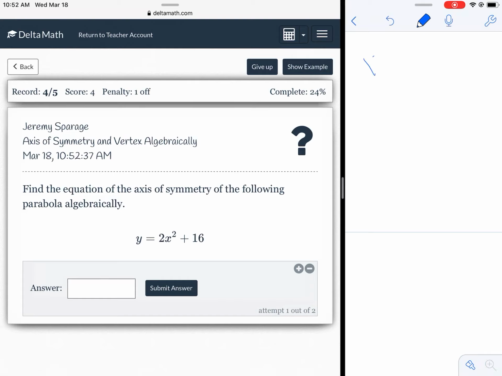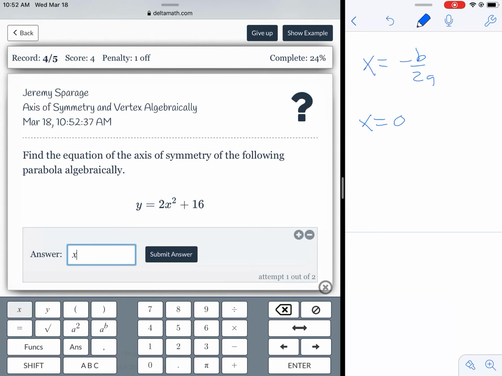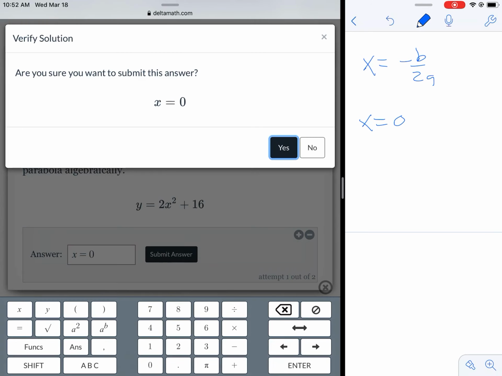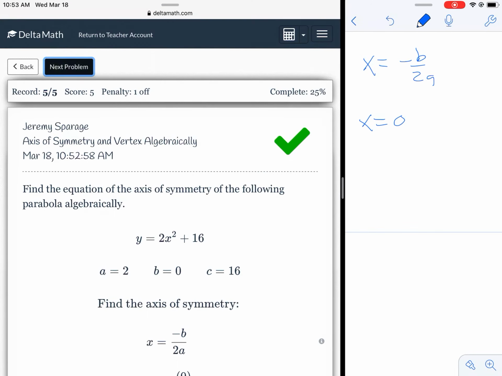Again, I have x equals negative b over 2a for the axis of symmetry. And since I don't have that middle term, I don't have just an x term, my axis of symmetry is just going to be x equals 0. And I am done.